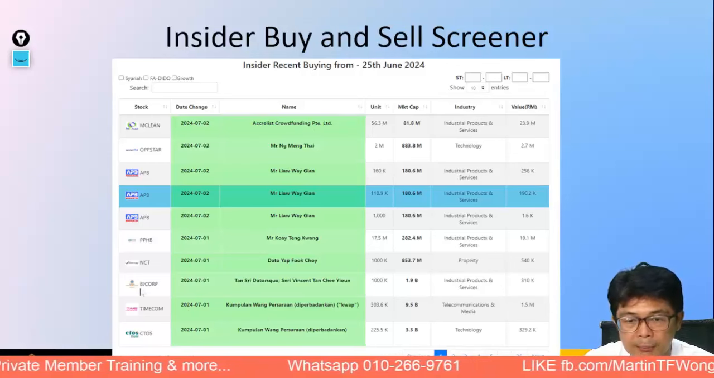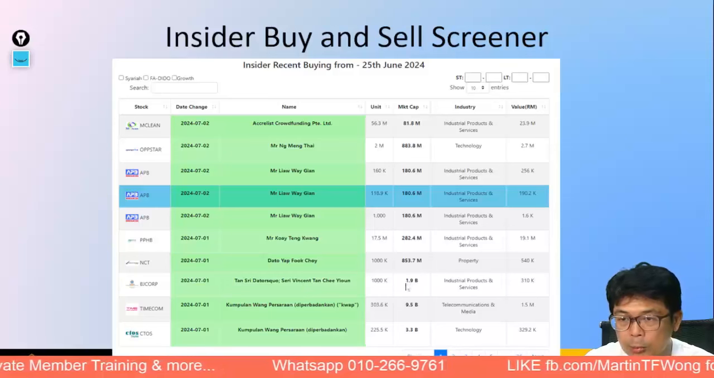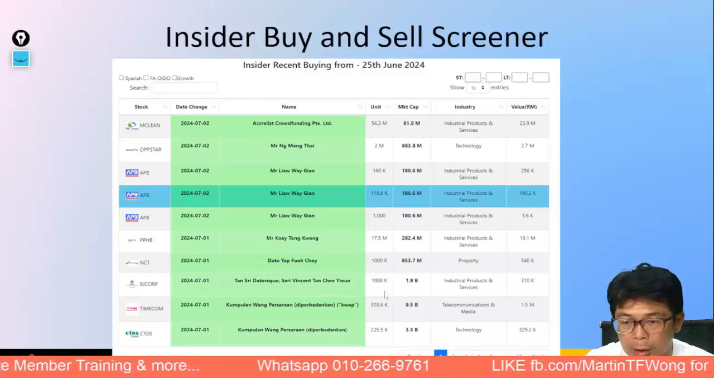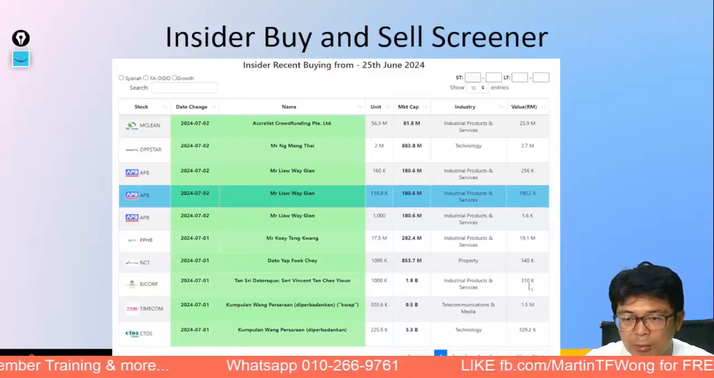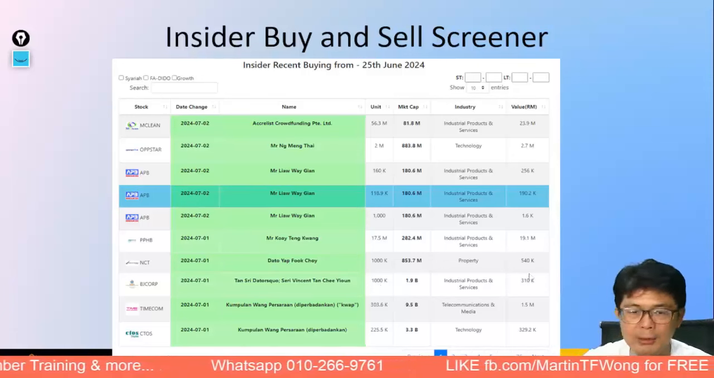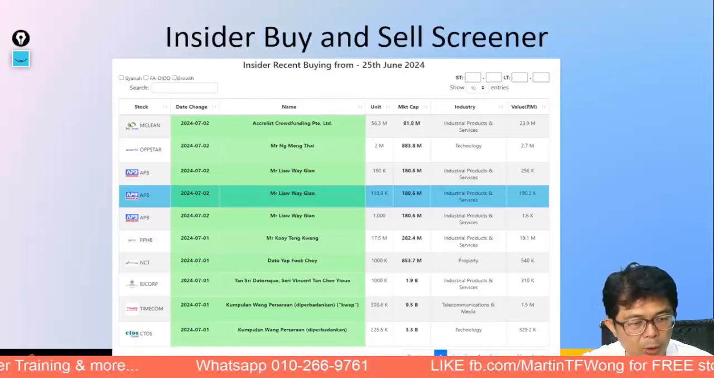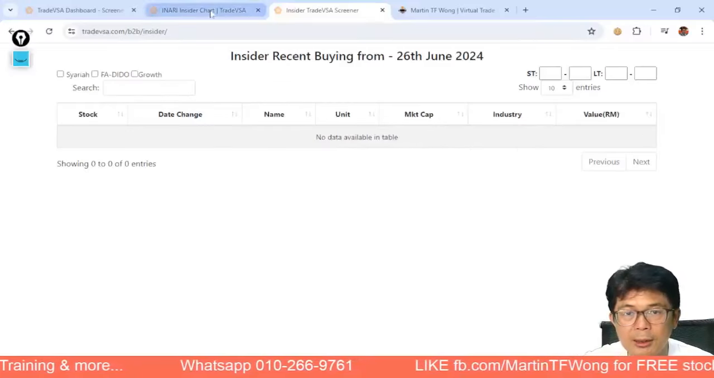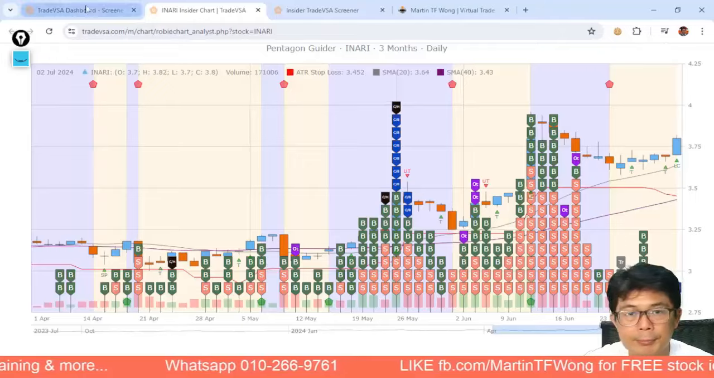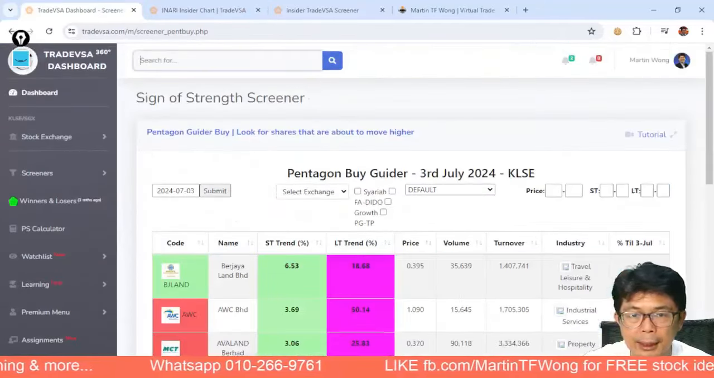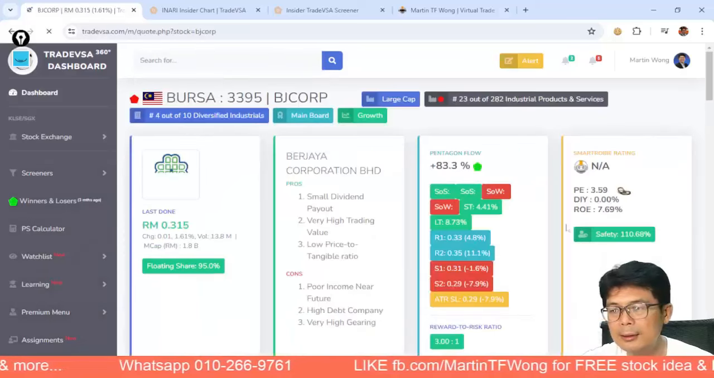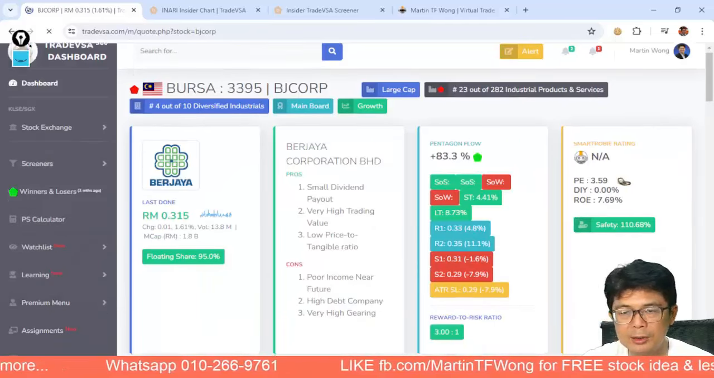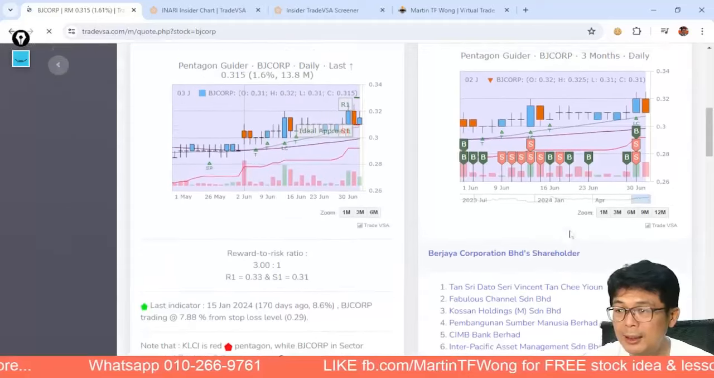So you can see here Berjaya Corp, Tan Sri Vincent Tan. Oh, he bought a lot. He bought 1 million shares, which is worth about 310. So we know BJ Corp he's buying. This is where we want to look back on the shares for BJ Corp. He's always constantly buying the stocks at 31 cents, which makes a good sign.